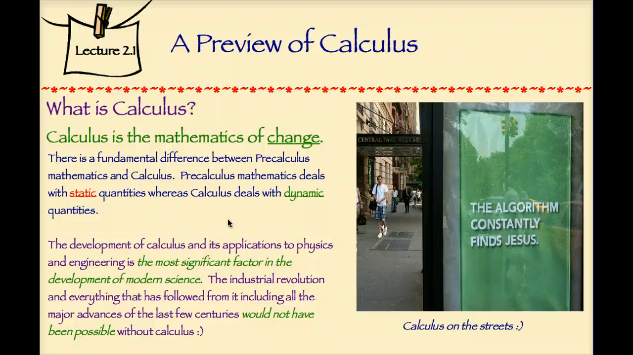With calculus, you're able to determine a non-constant rate, and in addition, you can accumulate the amount of change based on that non-constant rate in order to get a total amount of change. It's a pretty big deal, I'm not going to lie. The development of calculus and its applications to physics and engineering is the most significant factor in the development of modern science. The Industrial Revolution and everything that has followed from it, including all the major advances of the last few centuries, would not have been possible without calculus.